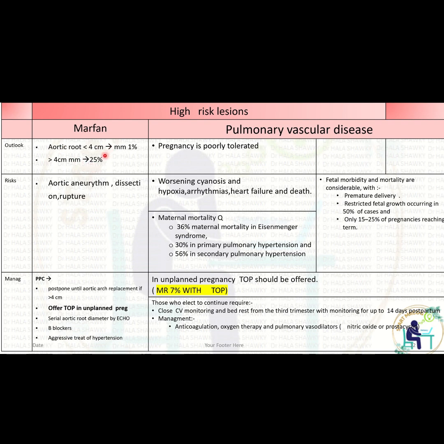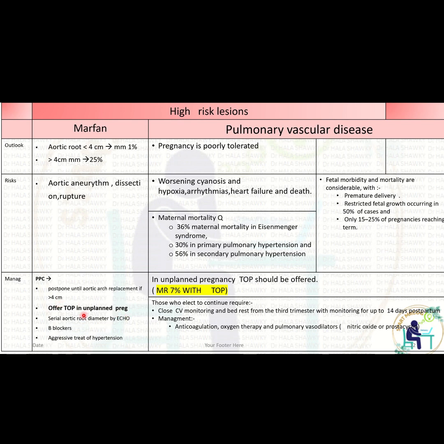Pregnancy depends upon the aortic root diameter in Marfan syndrome, whether it's below or above 4 cm. Mortality rate, if it is below 4 cm, is around 1%, and rises to 25% if the aortic root diameter is more than 4 cm. The risk here is aneurysm and dissection of the aorta and aortic rupture. If you see the patient in the preconceptional period, you have to postpone until aortic replacement is done if the diameter is more than 4 cm.